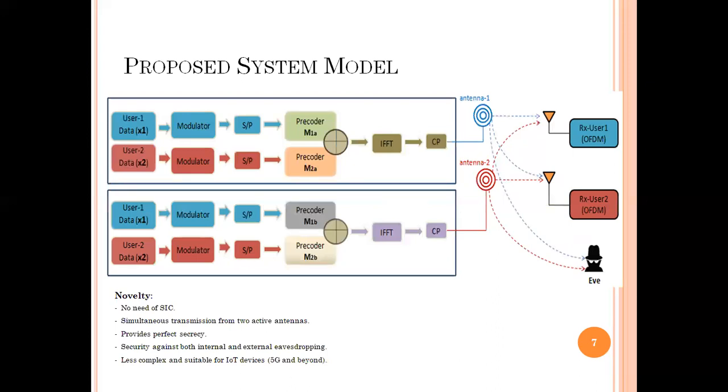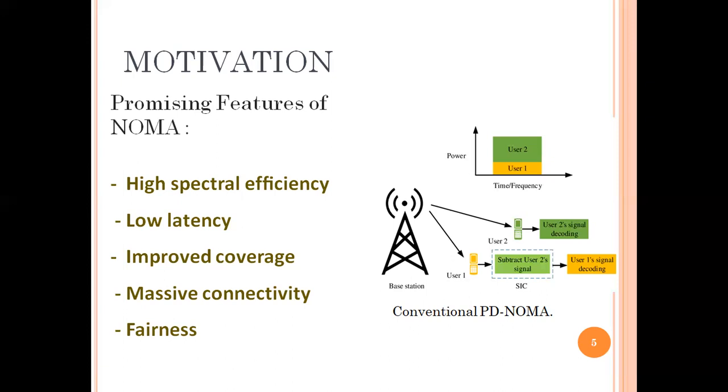Coming towards the system model, this is the conventional power domain NOMA, where you have successive interference cancellation. Both the users are assigned some power levels. The near user has the lower power level and the far user has the higher power level. In the successive interference cancellation, we use these power levels to subtract the far user's data and get this data out of the total signal.